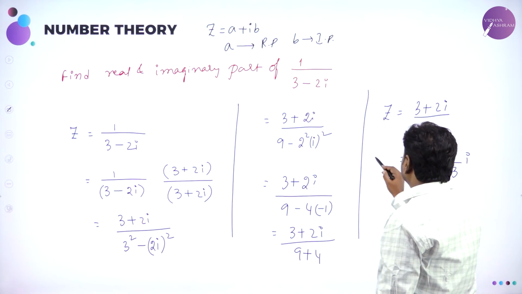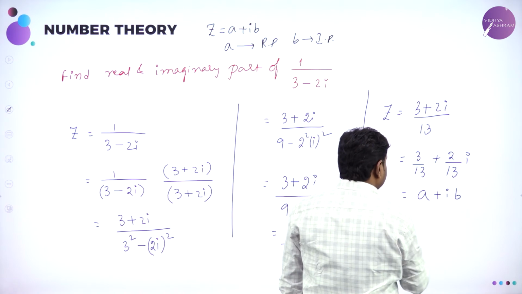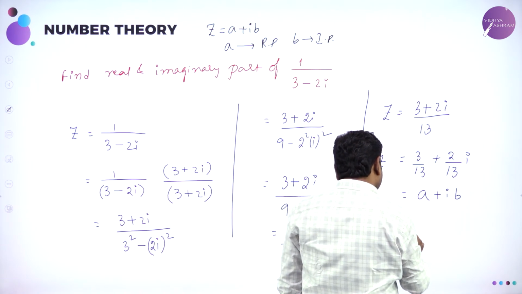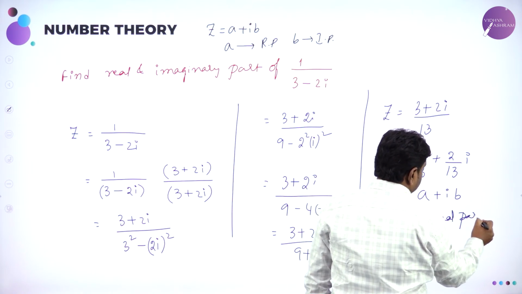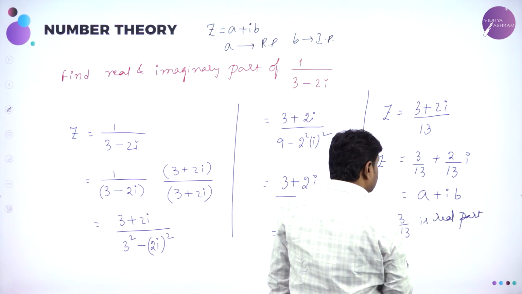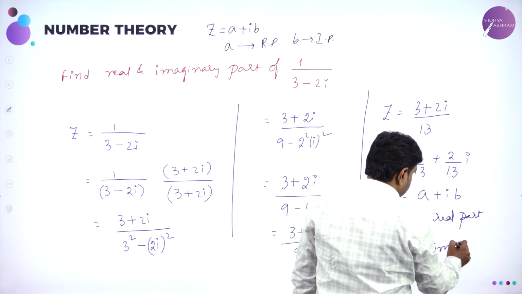This is z. So now z is in what form? A plus ib form. A is equal to 3 by 13, which is the real part. And b, what is b? 2 by 13 is the imaginary part.